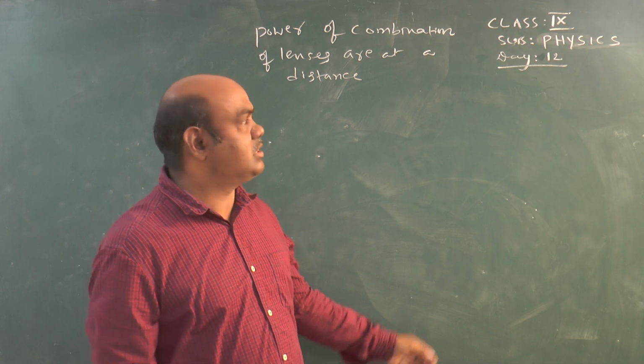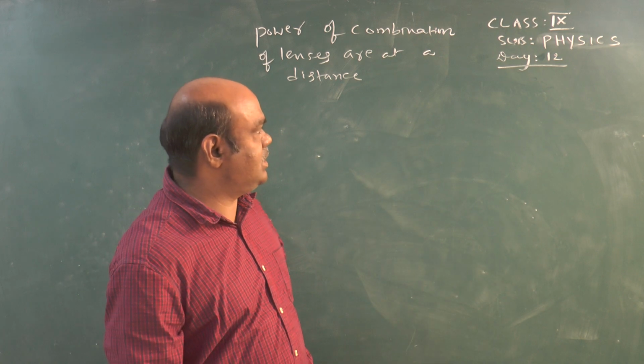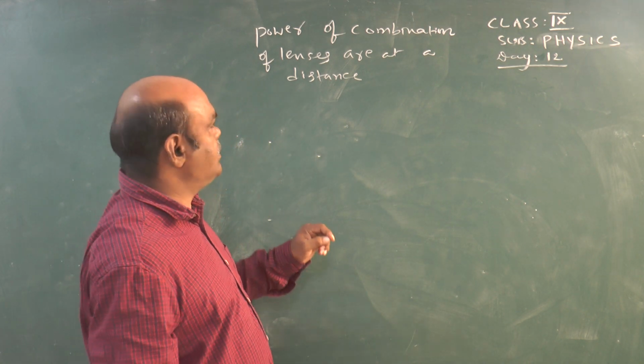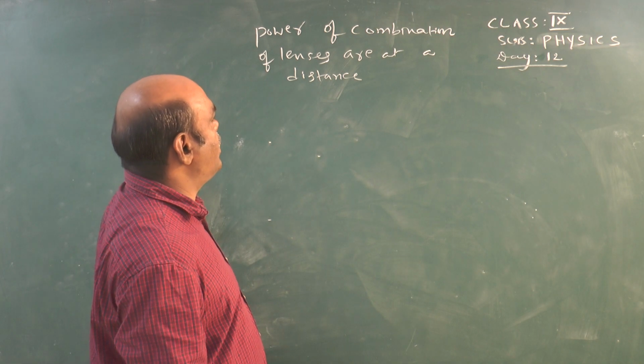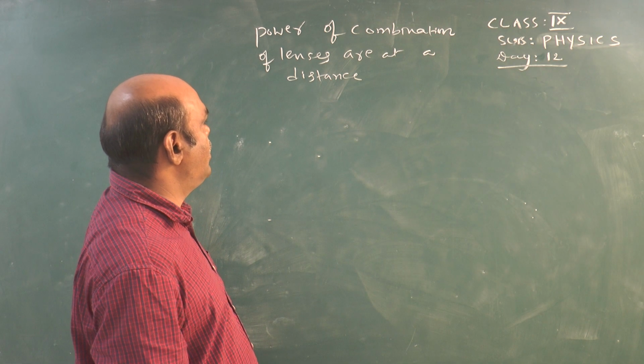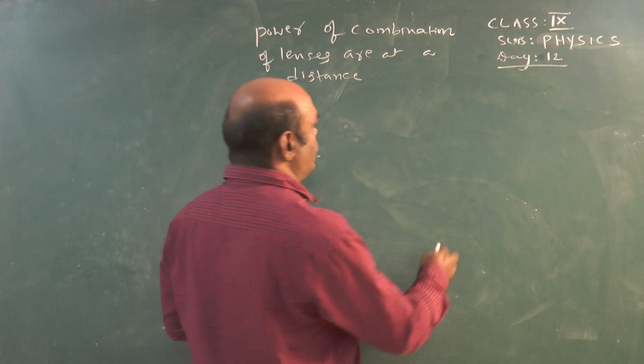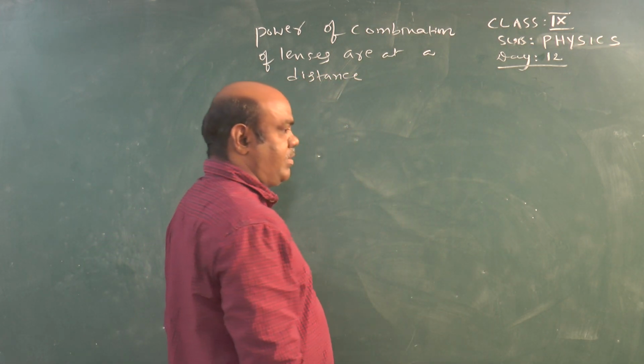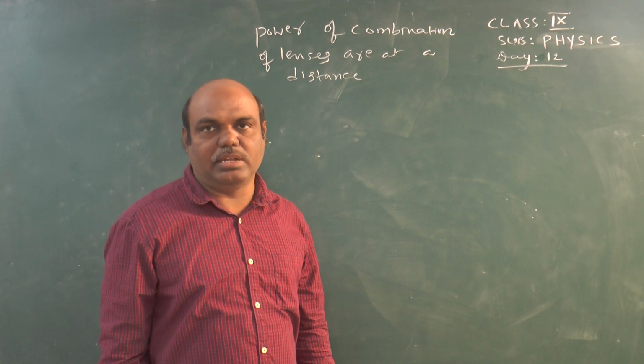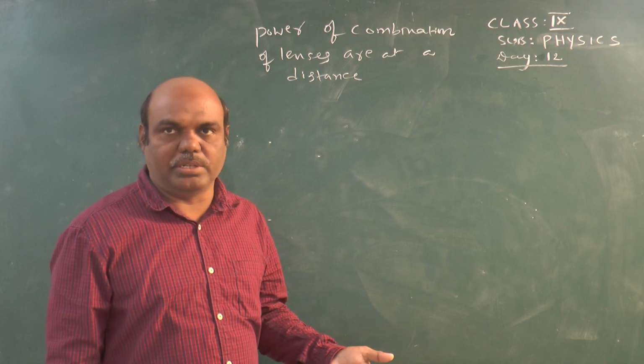Today we are going to discuss 9th class physics. In the optics lesson, the subtopic is power of combination of lenses at a distance. That means if you consider two lenses, either converging lenses or diverging lenses, or converging and diverging lenses.